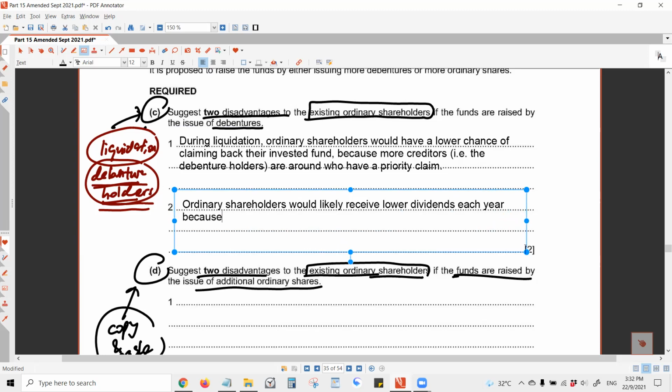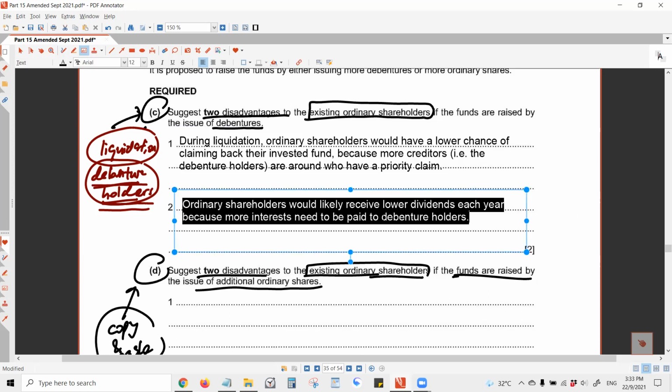There is more to learn about company accounting again. In the future, if you really do a subject known as accounting, then you may have something about a company buying off another company. You will have something known as a subsidiary company and so on. It's something very complex, but it's not within IGCSE. Okay, more interest needs to be paid to the debenture holders.